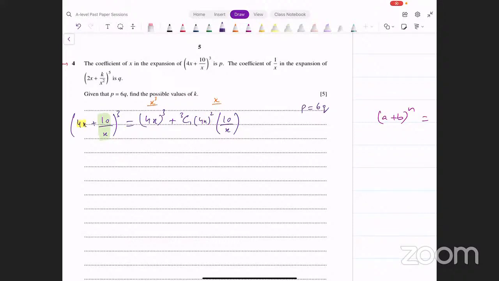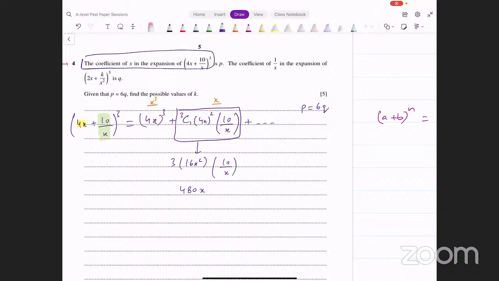आपको और expand करने की जरूरत ही नहीं. You just stop at this point. This is the term that you're looking for because इसके अंदर x आ रहा है. आपको बाकी expand करने की जरूरत नहीं है. इसको simplify कर लेते हैं. ये क्या आ जाएगा आपके पास? 3c1 is just 3, 4x का whole square is 16x square, and then you've got 10 over x, and that gives you 480x.